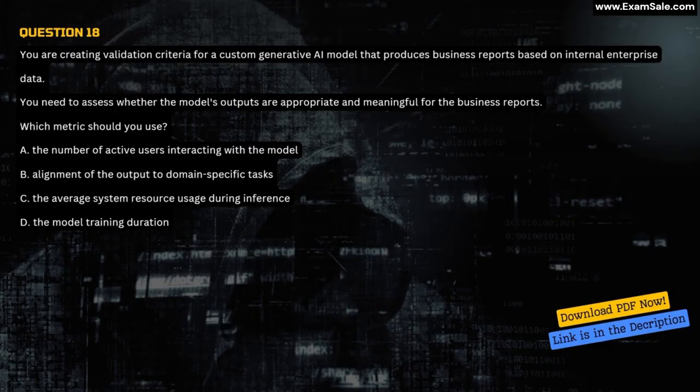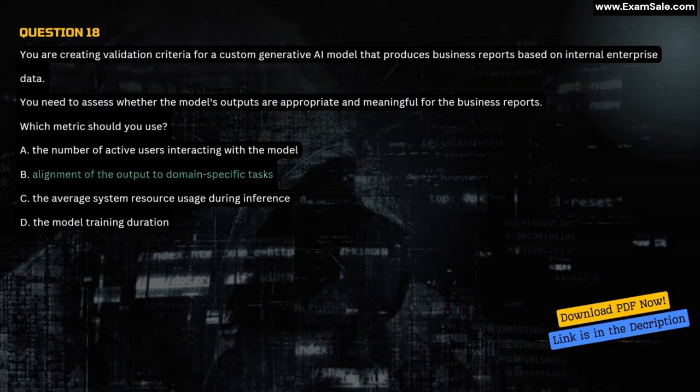A. The number of active users interacting with the model. B. Alignment of the output to domain-specific tasks. C. The average system resource usage during inference. D. The model training duration. Correct answer B. Alignment of the output to domain-specific tasks.